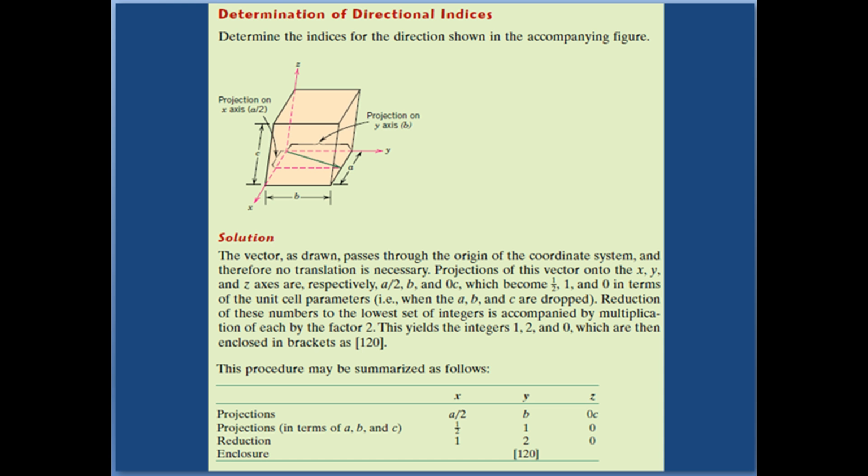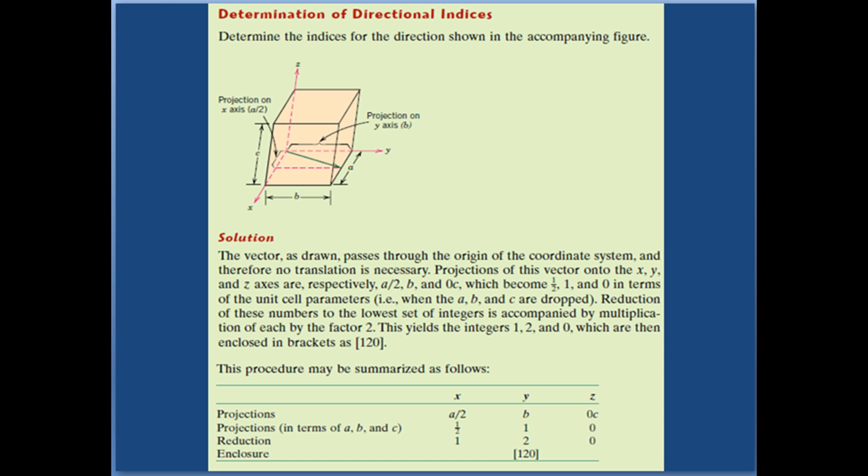Then the third step is these three numbers are multiplied or divided by a common factor to reduce them to the smallest integer value. Suppose you get the numbers in fraction or anything else, then you are supposed to multiply or divide by a common factor to reduce them to the smallest integer value. This is our third step.